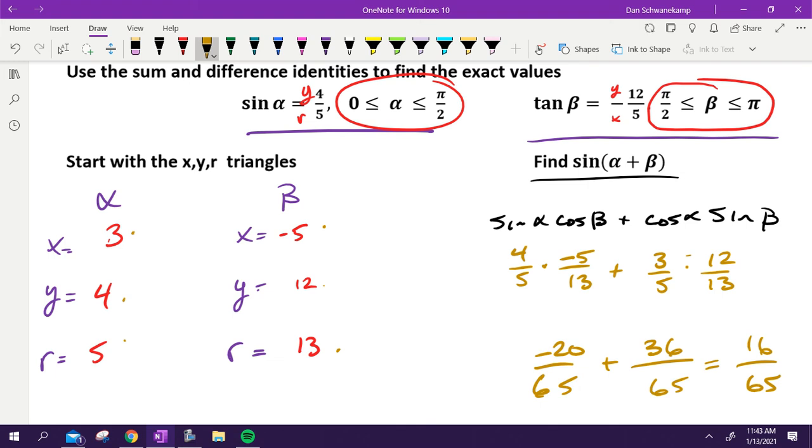Make sense of what we did? X, Y, R, plug it in. There's a lot of places you can make a mistake. Just take your time and make sure you don't make a mistake.